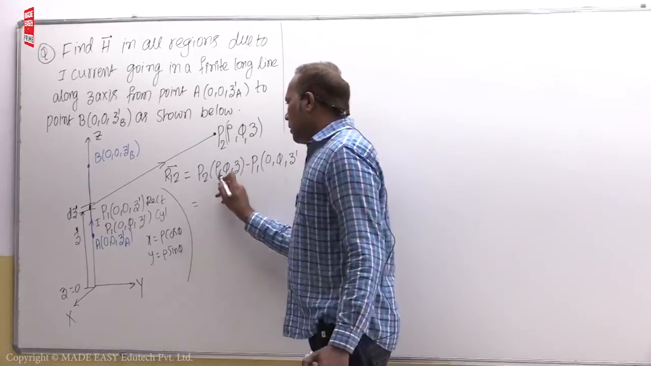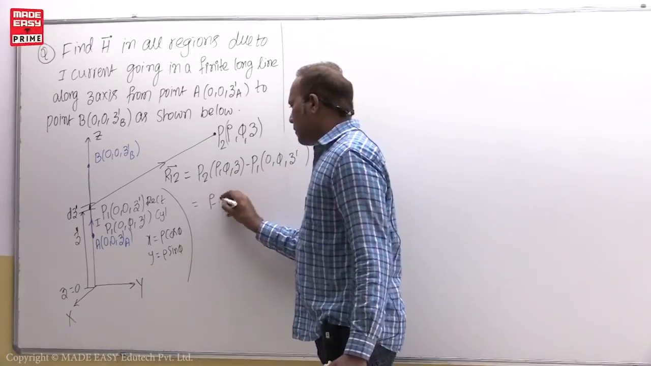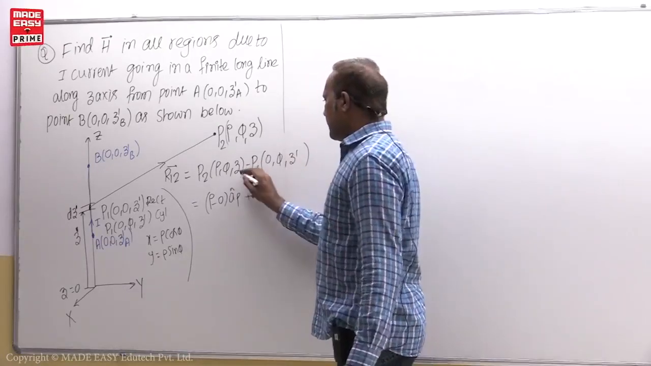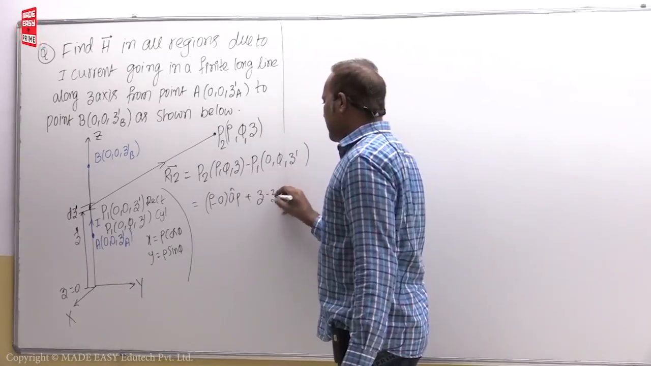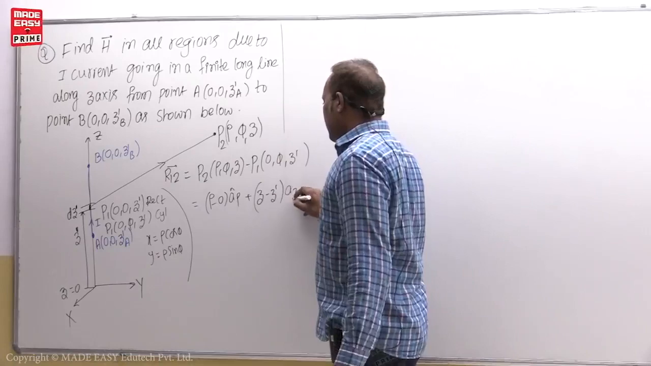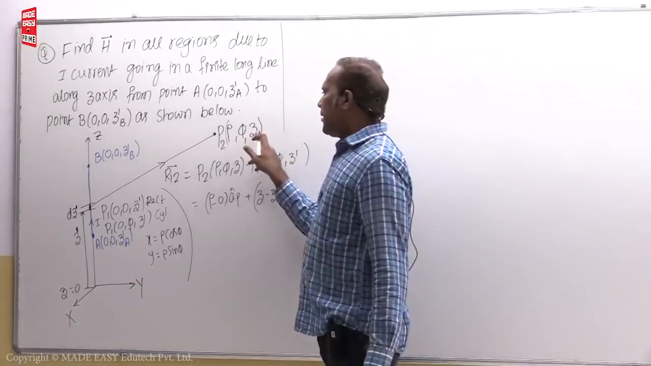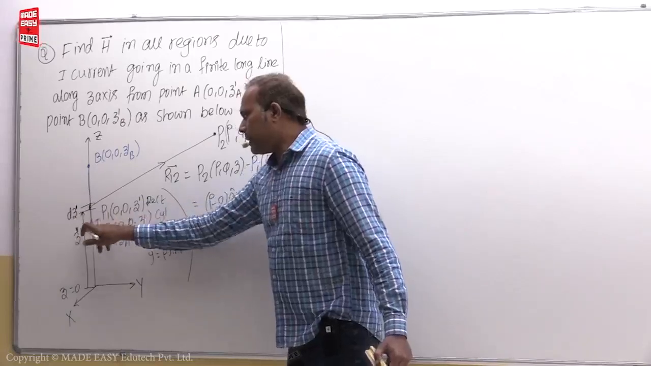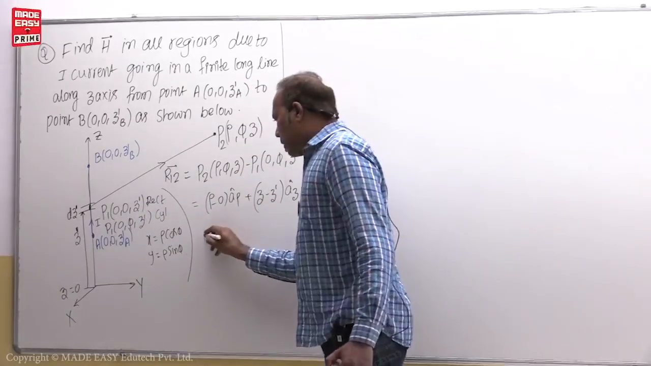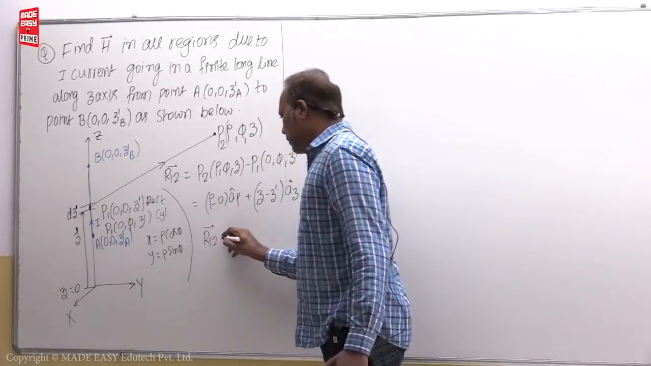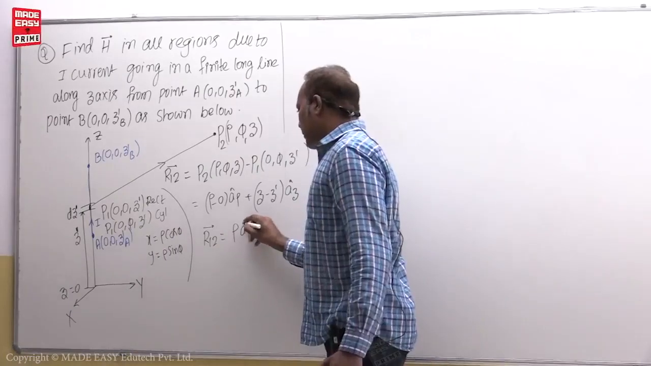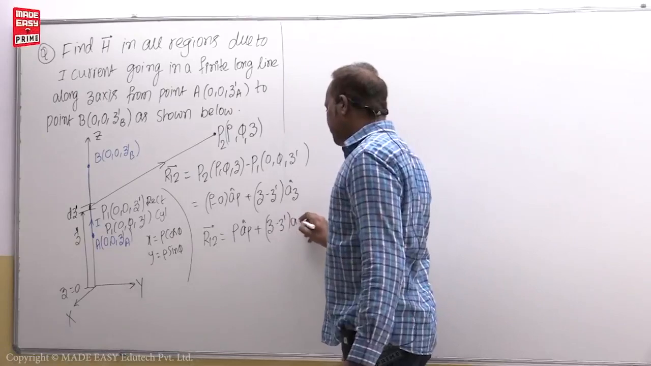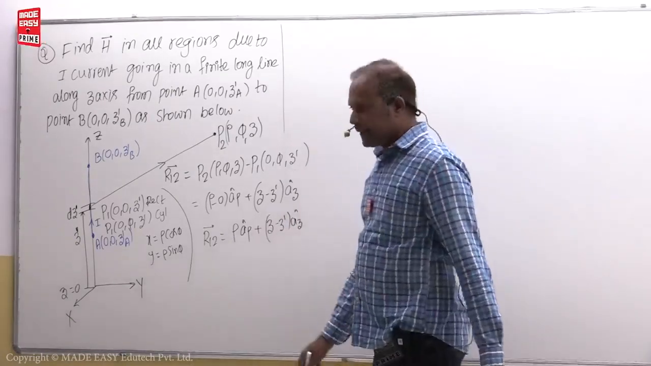Now rho minus 0 into a rho cap, phi minus phi cancels, z minus z dash into az. For the field point the height is z. For this current source point the height is z dash. So now R12 bar is equal to rho a rho plus z minus z dash az.